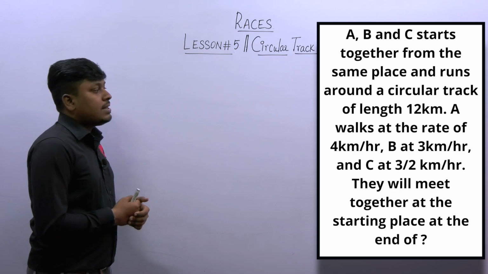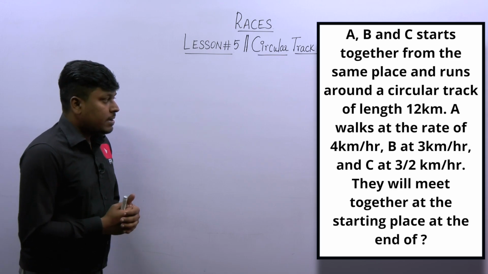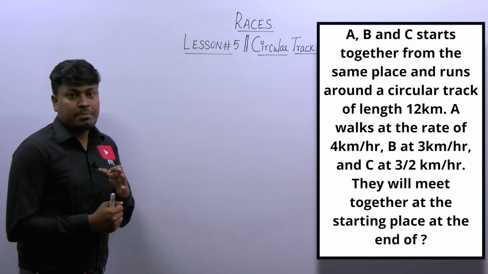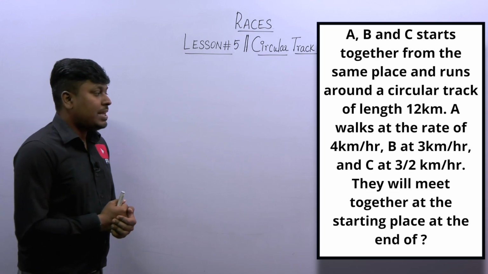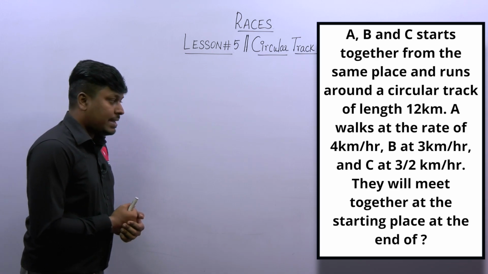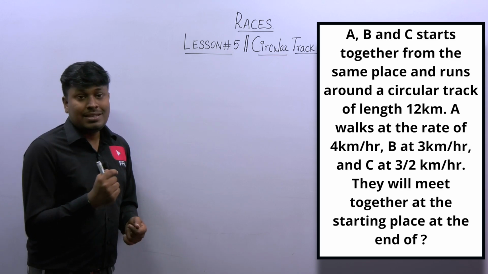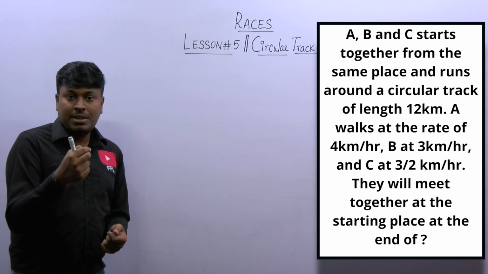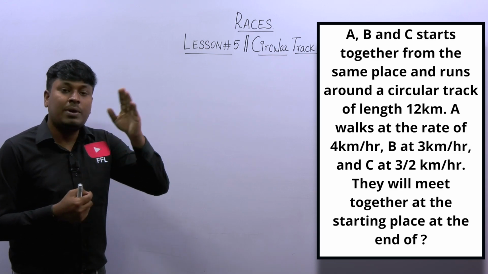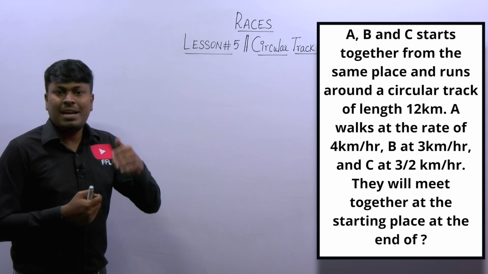So A runs at a rate of 4 km per hour, B runs at a rate of 3 km per hour and C runs at a rate of 3 by 2 km per hour. So they will meet together at the starting place at the end of this. In all the previous 2 questions, what we have solved is, we know how much time A will take to complete 1 lap. Similarly B and C.